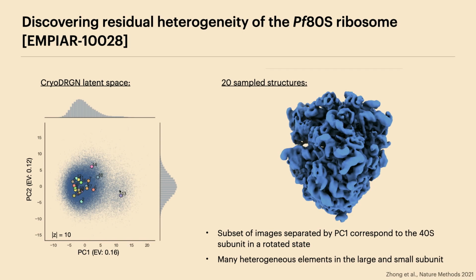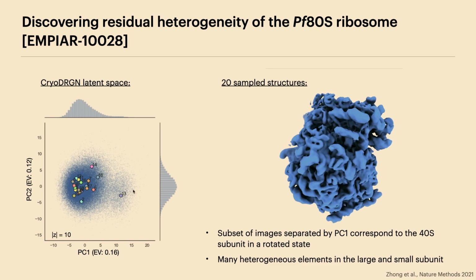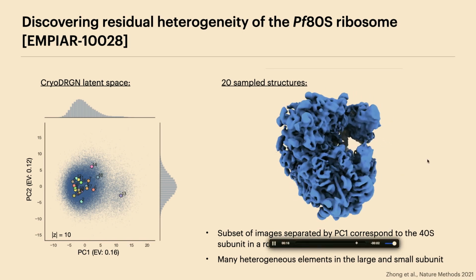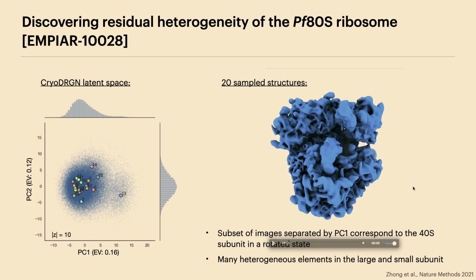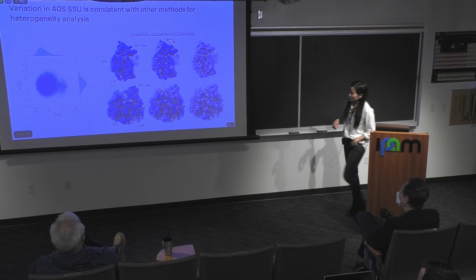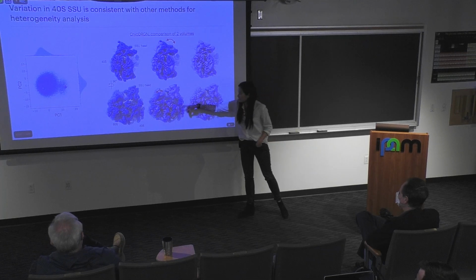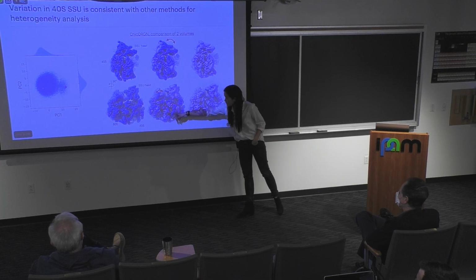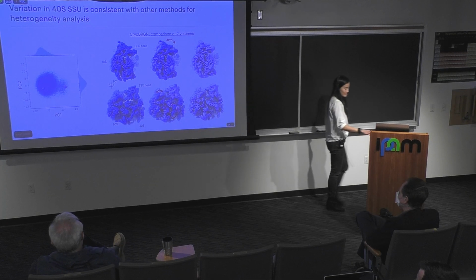Now I have the mouse. Okay. One of these structures is from this outlying cluster here, which corresponds to this rotated state. But in addition to this large-scale rotation, we also see lots of other heterogeneous elements in the large and the small subunit. And so just showing that in a little bit more detail, we have this rotation. The mouse is gone. The concomitant motion of this helix and the appearance and disappearance of these protein and RNA helices.